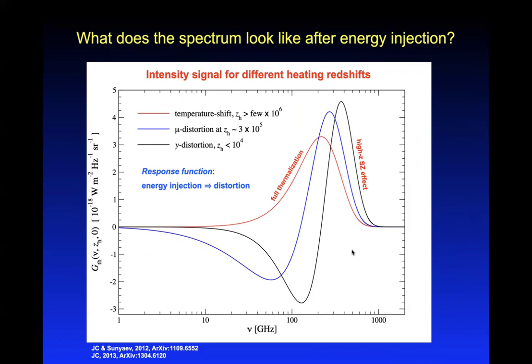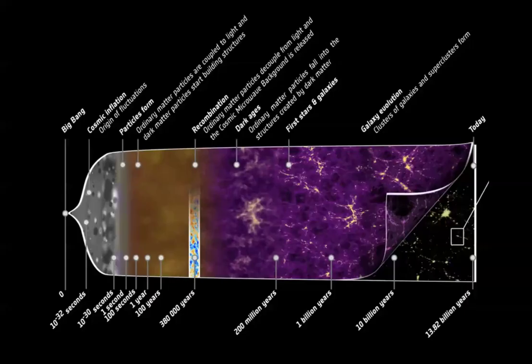And then this red curve is just the full thermalization curve. If you started with a black body of lower temperature and injected some energy at a redshift of a few million or so, you would create a black body spectrum again, basically shifting the black body from one temperature to the other. Okay, so let's put this into context.